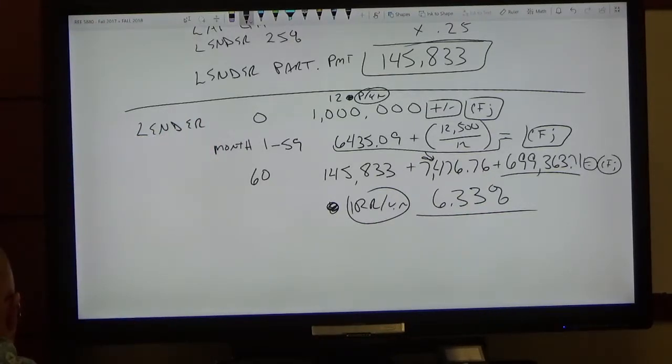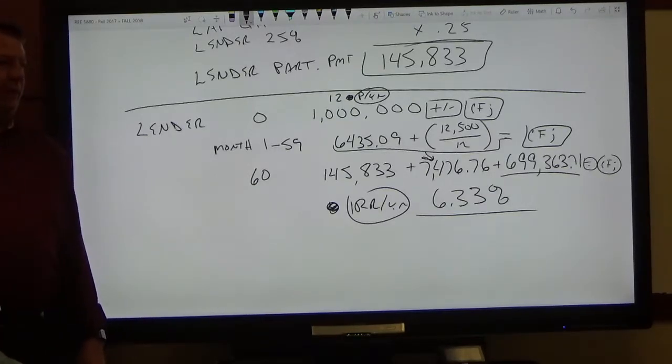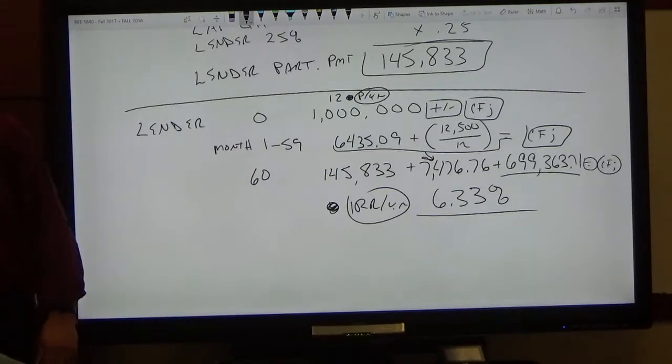So chances are, you might have been just better off going to another lender and getting the money. And that 699 is the balance on the loan at month 60. Correct. Okay? Can you do the 1 through 59 on the CFJ? How do you plug that in?